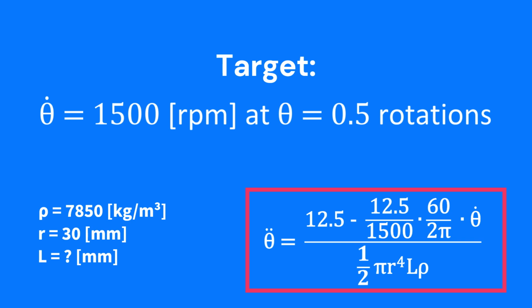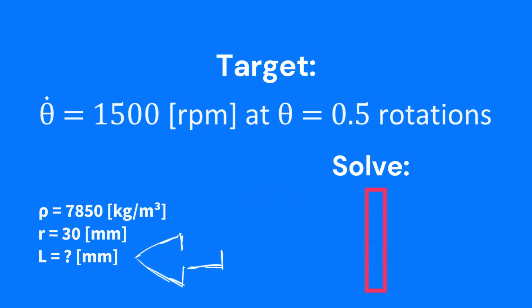This does not necessarily result in maximum kinetic energy, but we also have to take the mass limit, the duty cycle of the drill and the impact rate into consideration. Now that we have set the target, let's solve the differential equation with different flywheel lengths.